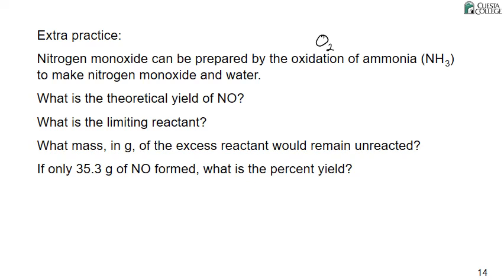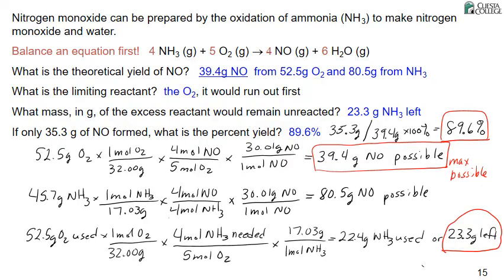So pause the video, see if you can follow the same sort of steps to calculate the theoretical yield of NO, the limiting reactant, the mass in excess for the excess reactant, and the percent yield if the actual yield was a mere 35.3 grams. The answer to the questions is on the next slide. Here you go. Here are the answers.